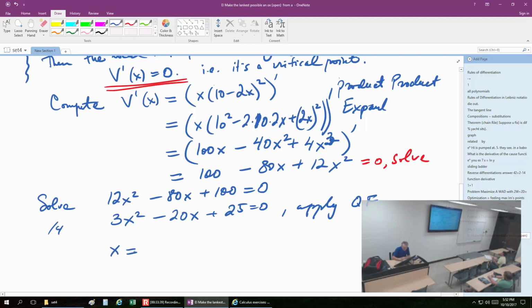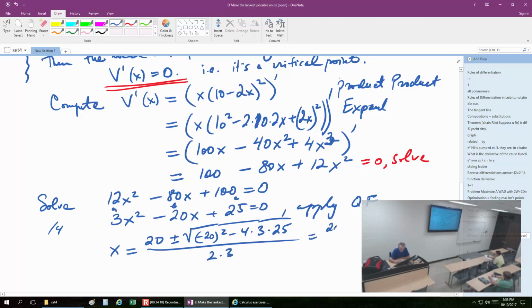So x is equal to, remember the formula? Negative b. Okay, so this is my b, negative 20. So I will start with 20 plus or minus the square root of b squared minus 4ac. That's right. So b squared, which is negative 20 squared, minus 4ac, which is 4 times a times c, 25. So this is c and this is a, and divided by 2a.